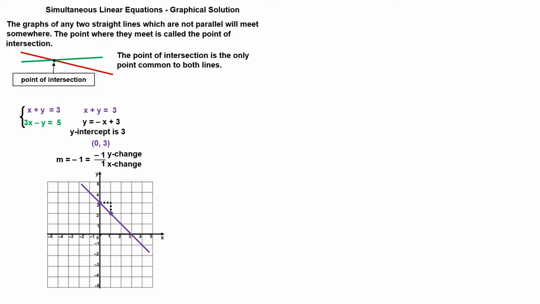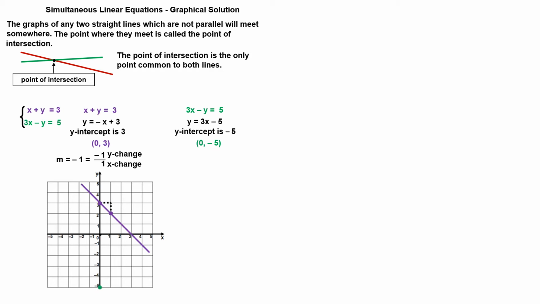Take the second equation. Make y the subject. The y-intercept is -5. Start by plotting the point that represents the y-intercept.